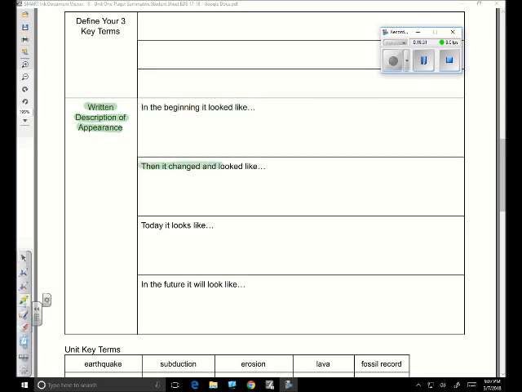Then it changed and looked like, so remember in this area, you have the ocean still, and then all these creatures that died left their shells down at the bottom, and that weight caused them to compact and cement together to make a sedimentary rock called chalk. And somehow this got lifted up into cliffs above the water. So I need you to put that in words right here.